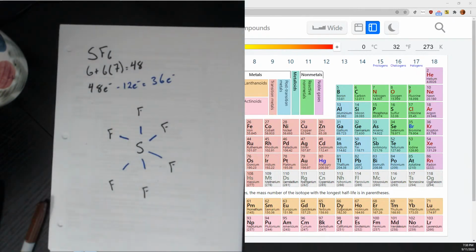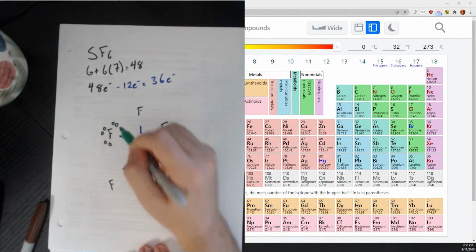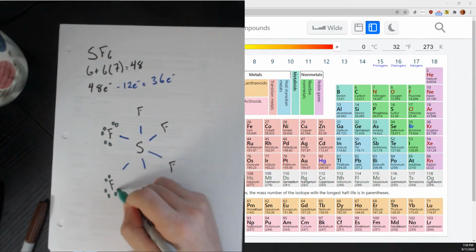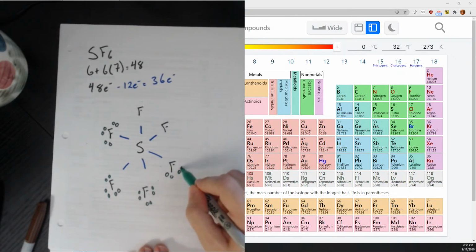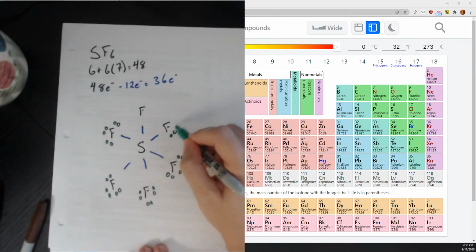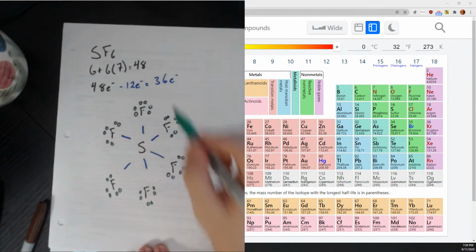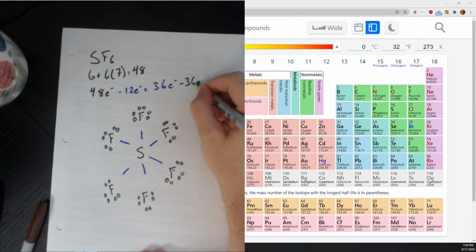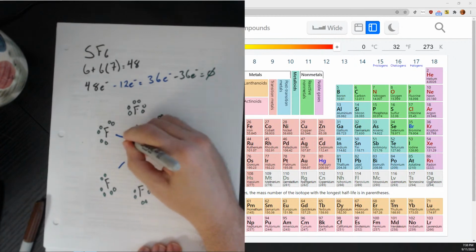Then we slap lone pairs on our fluorines. 2, 4, 6, 8, 10, 12, 14, 16, 18, 20, 22, 24, 26, 28, 30, 32, 34, 36. That uses up all 36 of our remaining electrons. No lone pairs on sulfur. Are we going to need to make a double bond for sulfur? Well, how many electrons does sulfur see around it? 2, 4, 6, 8, 10, 12. Sulfur has 12 electrons.